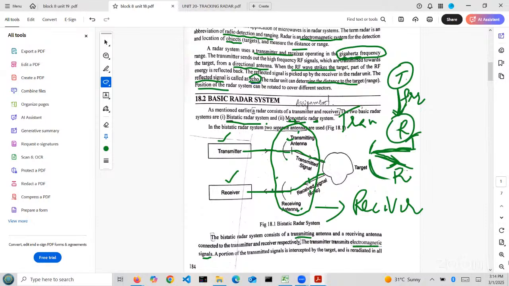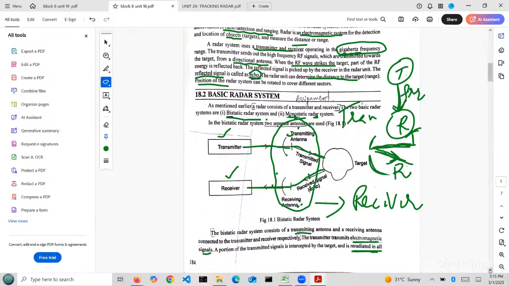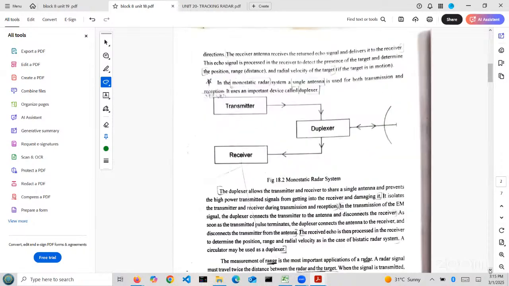A portion of the electromagnetic signal transmitted by the transmitting antenna reaches the target material. After reaching the target material, it is redirected. What is the meaning of redirection here? From the target material, it goes again to the receiver side. What is the function of the receiver antenna here? The receiver antenna receives the echo signals, meaning whatever the target is sending back, it is getting.